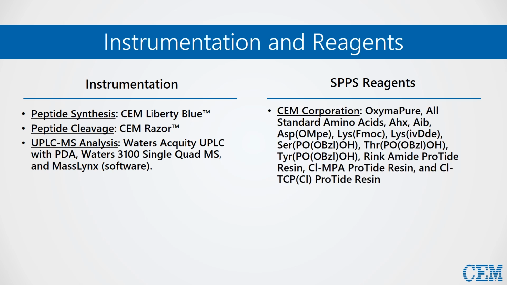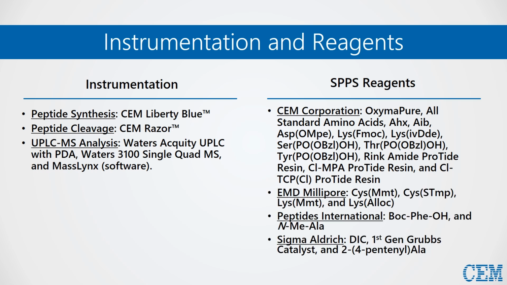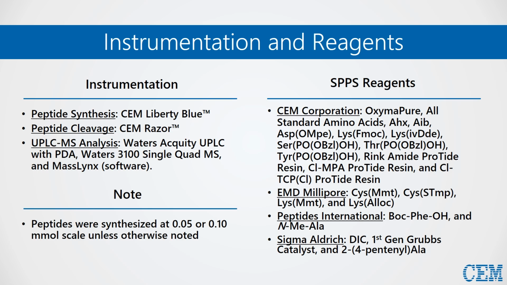Oxyma Pure, all resins, and nearly all amino acids, both standard and non-standard, were supplied by CEM Corporation. DIC and a handful of non-standard reagents were purchased from EMD Millipore, Peptides International, and Sigma Aldrich. All other standard laboratory solvents and reagents used were purchased from various large chemical suppliers. Lastly, while the Liberty Blue can synthesize peptides from the 5 micromole to the 5 millimole scale, all peptides presented in this webinar were synthesized at the 0.05 or 0.10 millimole scale, unless otherwise stated.